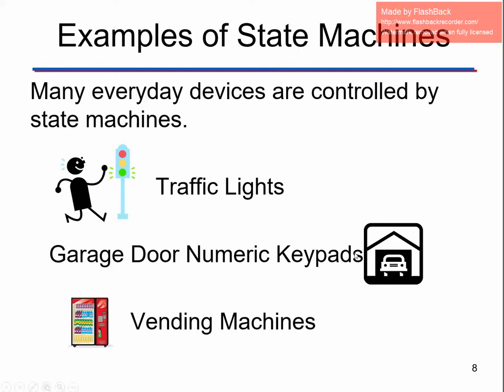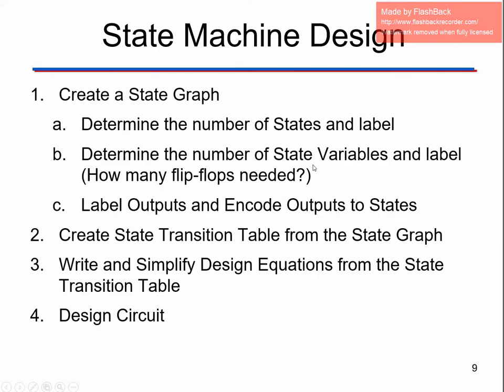Garage door numeric keypads, vending machines. These are all different types of state machines. So we need to create a state graph, determine the number of states and label it, and then determine the number of state variables, label how many flip-flops we need, outputs, and encode outputs to states. Create transition tables from graphs, write and simplify the transition table, and then design the circuit.